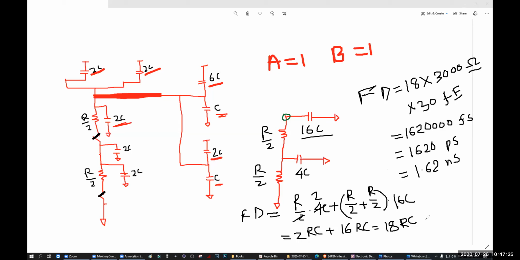So this is how you calculate fall delay, rise delay, and everything else for a single gate, a NAND gate or something like that. Now here is one important thing. The next math will have this problem.